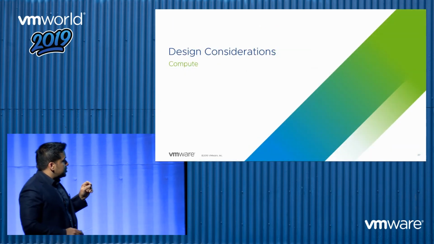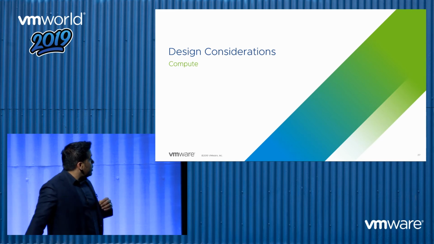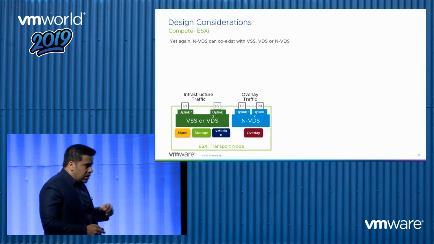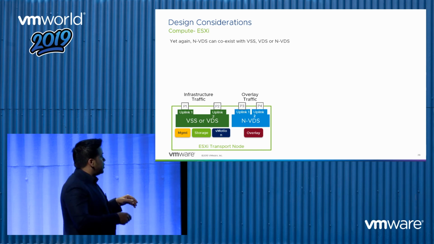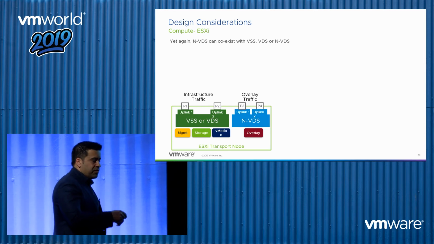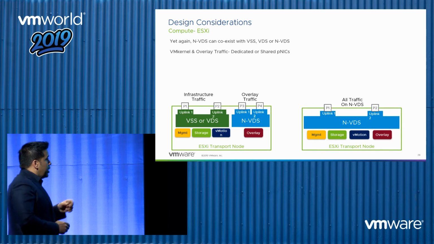Moving on to compute. Okay. All right. So, like I said, we've talked about this slide before. You have your VSS or VDS where you have your VM kernels. This is a 4 PNIC host, and then you have your NVDS that's hosting your overlay traffic. Okay. Now, what should you think about in this case?